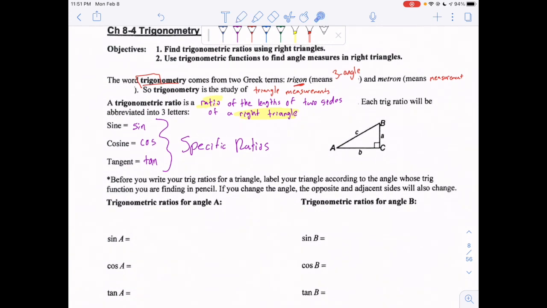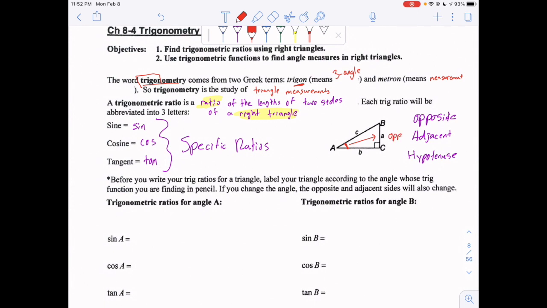All right, and just to clarify on some math verbiage here. When I say opposite, there's going to be 3 words we use a lot: opposite, adjacent, hypotenuse. Okay? So if I'm focusing on angle A here, if I say the word opposite, what side is opposite angle A? It has to be this side, that's opposite, okay?